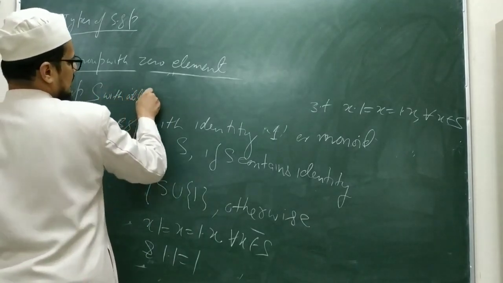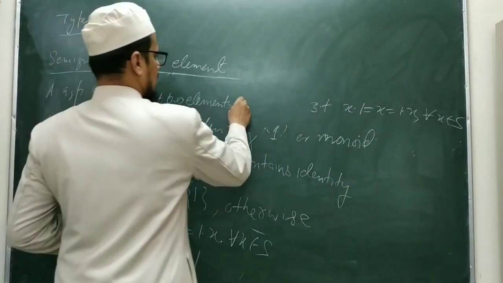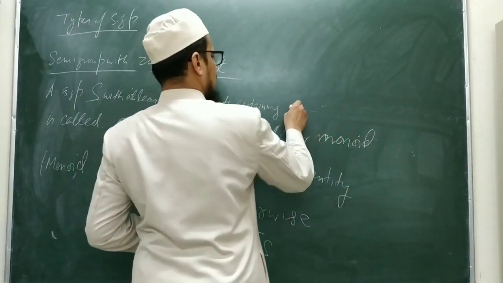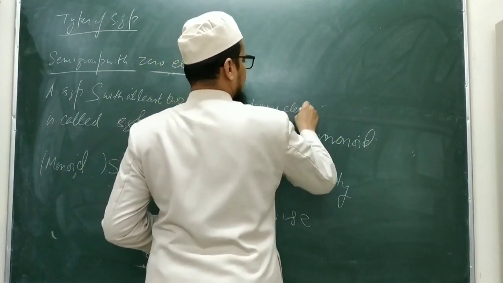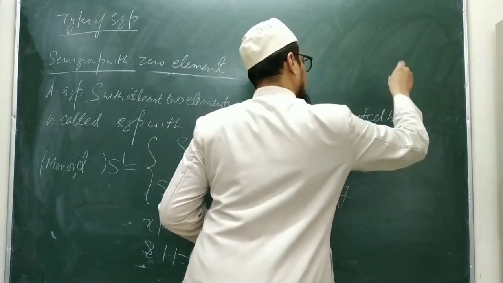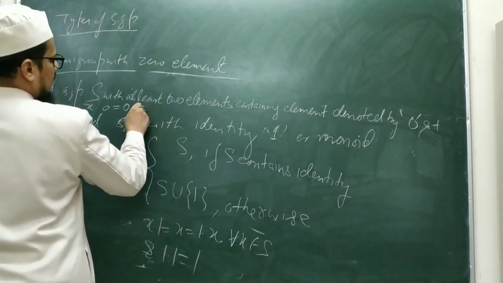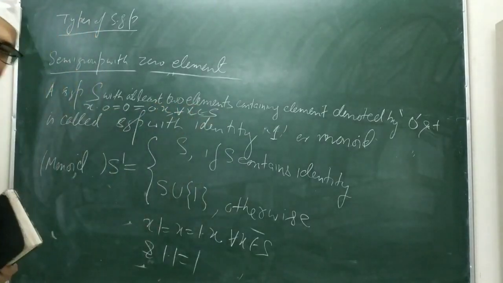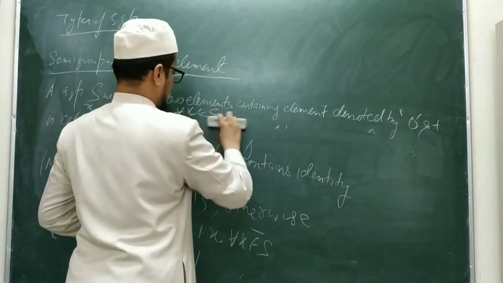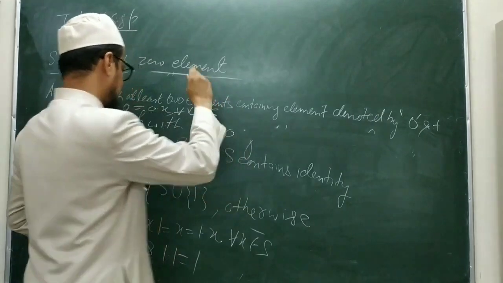Semigroup S with at least 2 elements containing an element denoted by 0, such that x into 0 is equal to 0 is equal to 0 into x for every x belongs to S. This is called semigroup with 0 element. You can write this semigroup with 0.